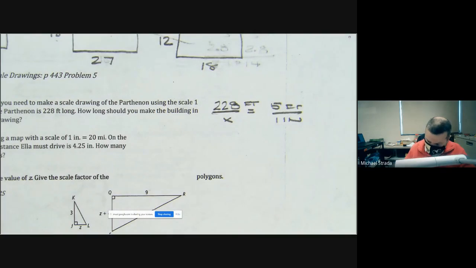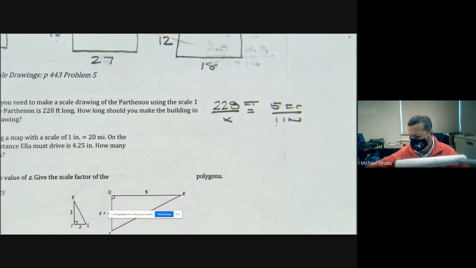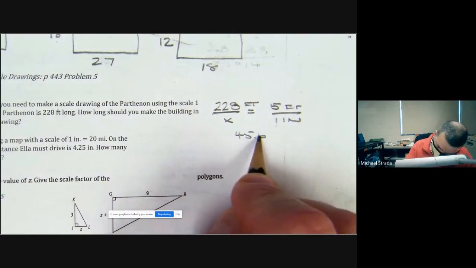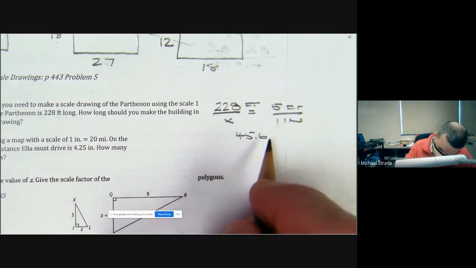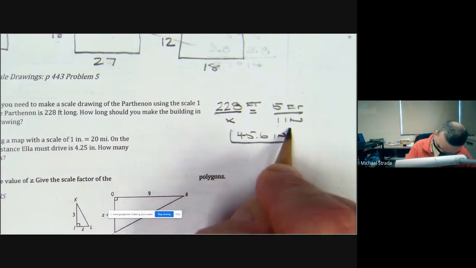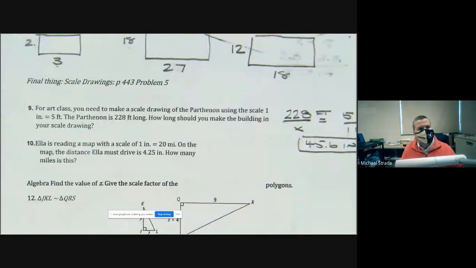I'm going to end up multiplying 228 by 1, dividing by 5. In short, dividing by the scale factor. And I get 45.6. All right. In the scale drawing, it's in inches. That'd be 45.6. All right. Keep that concept in mind.